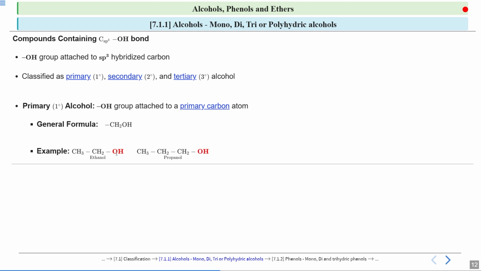The examples are ethanol and propanol. In ethanol, the hydroxyl group is attached to this carbon, and this carbon is attached to one other carbon. So this comes under primary alcohol. Similarly for propanol, this hydroxyl group is attached to this sp3 hybridized carbon, which is attached to one other carbon. So this is a primary alcohol. Examples: propanol and ethanol.